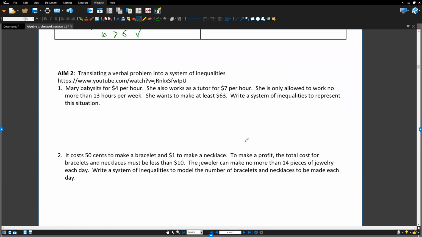Okay, we're going to have some inequalities. Set up the inequality over here, okay? That is the hard part. Okay, we try number 1.